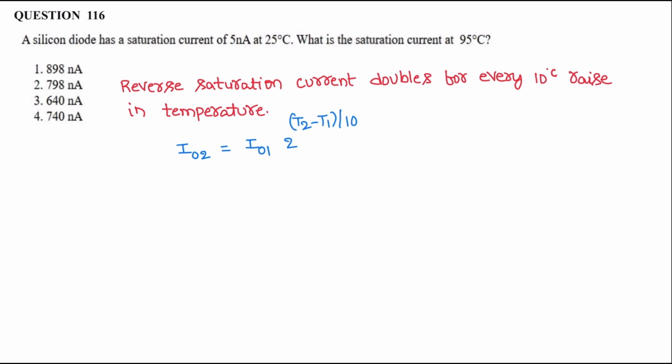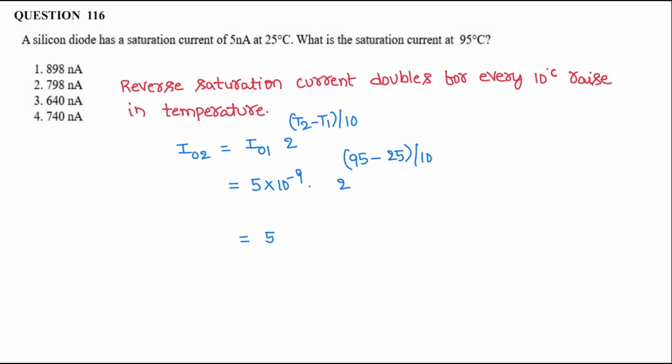Question number 116. A silicon diode has a saturation current of 5 nanoampere at 25 degrees centigrade. What is the saturation current at 95 degrees centigrade? We know that reverse saturation current doubles for every 10 degree rise in temperature. The equation is IO2 is equal to IO1 times 2 power (T2 minus T1) by 10. Here IO1 is 5 nanoampere, temperature T2 is 95 degrees, and temperature T1 given is 25 degrees.